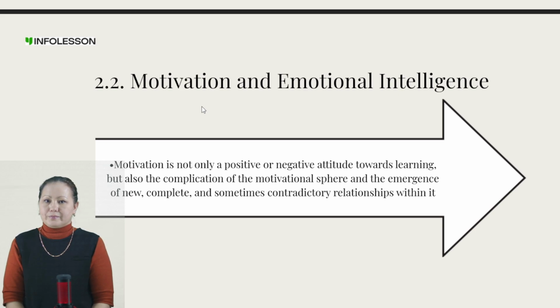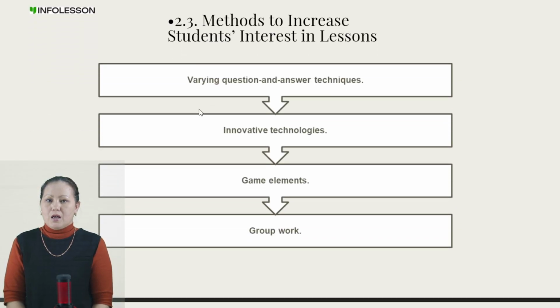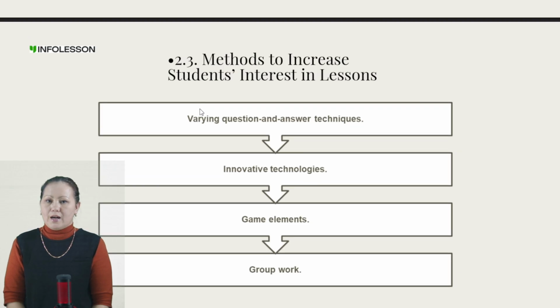Next slide. Emotional intelligence and learning efficiency. Emotional intelligence refers to the ability to recognize, understand, and regulate one's own emotions and the emotions of others. It consists of empathy, self-awareness, self-regulation, motivation, and social skills.